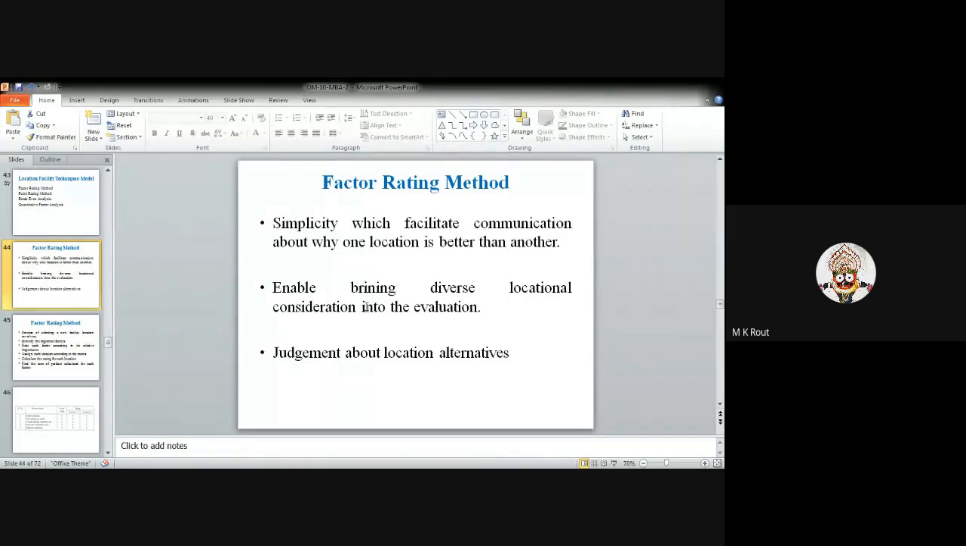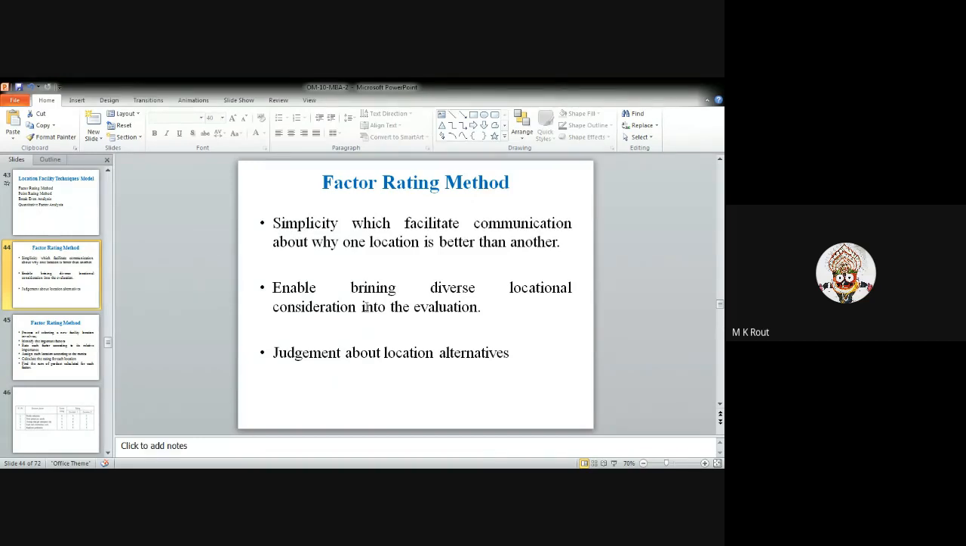And in case of transportation facilities, especially utility facilities for the expansion of their existing plant or to establish new locations, they can avail the national highway, which is well connected to Paradip and to other areas across Odisha as well as other parts of India. The next is that this enables bringing diverse location considerations into the valuations. As one of the students has told, it directly reduces cost. That is why most companies switch from one location to another.